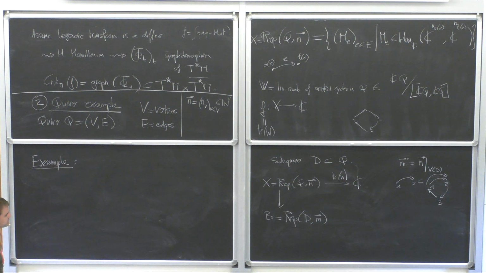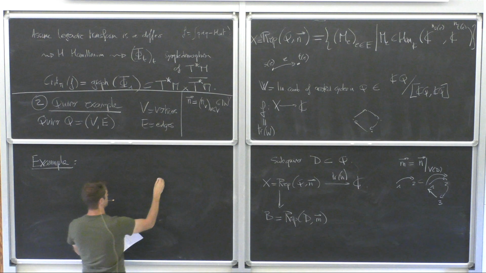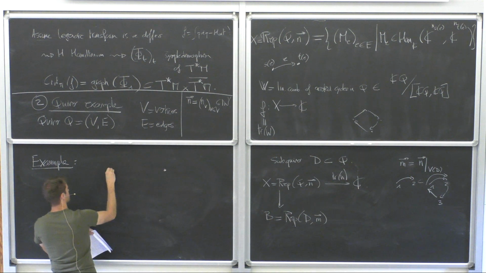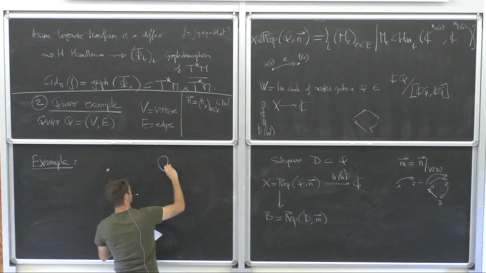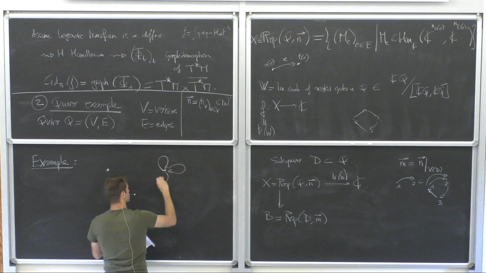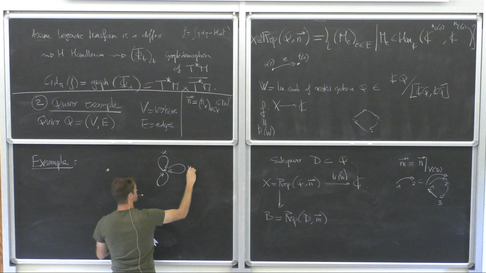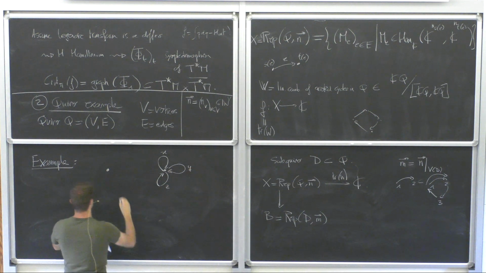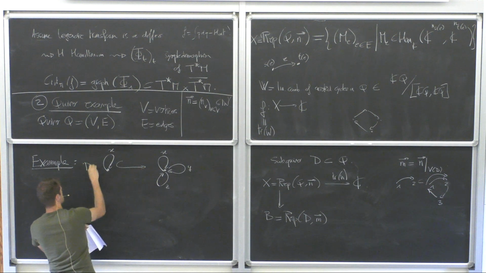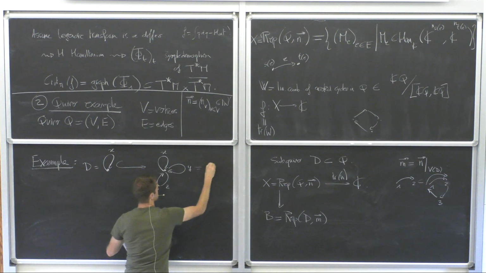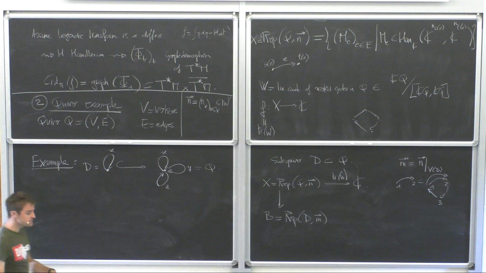So the example is a fairly simple one. Both quivers will have only one vertex. The first one, Q, will have 3 loops that I'll write X, Y, and Z. And the second one will have only one loop, which is X. So that's D, and that's Q. All right. So there are reasons why I'm doing this.